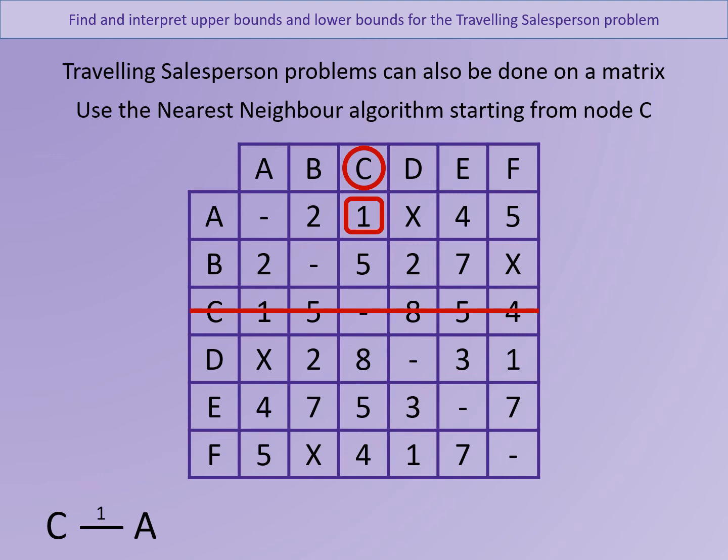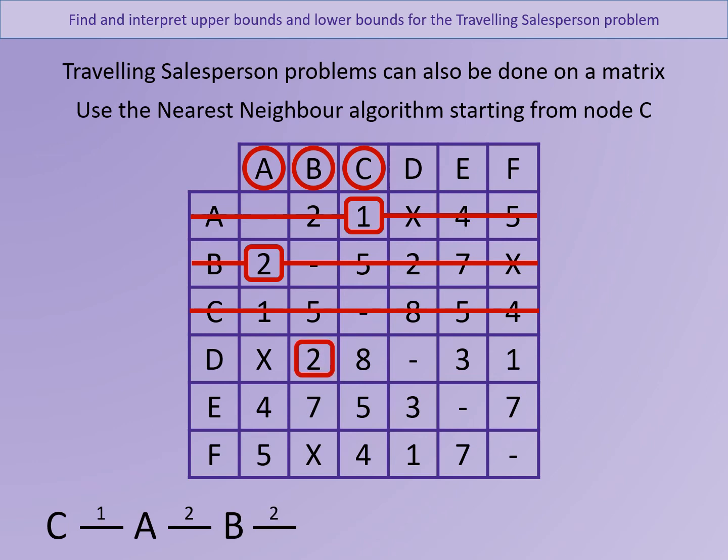We're then going to add node A, so circle it and cross out the row. Find the nearest neighbour from A. The nearest neighbour to A is B, so we can add A to B to our TOR. We can also now circle B and cross off row B. Looking down the column now from B, we can see the nearest neighbour is D, so B to D is 2. We can now circle D as well and cross off row D.